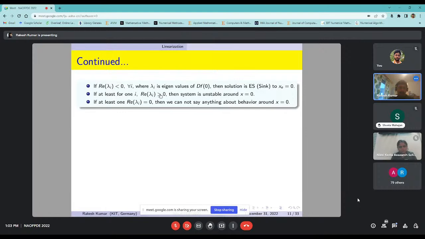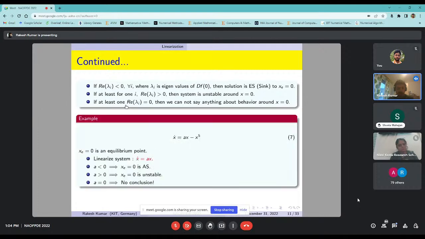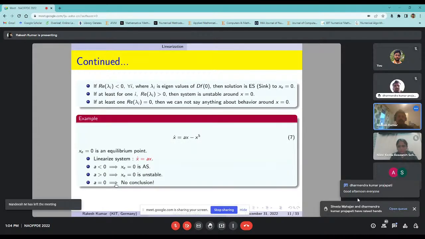And if the real part of at least one eigenvalue is 0, in that case the linearization method has failed. We cannot say anything about whether the solution is stable or not stable. So, for example, suppose we have no conclusion using the linearization method, but we do have an answer for the case when a is equal to 0 when we use the Lyapunov method.